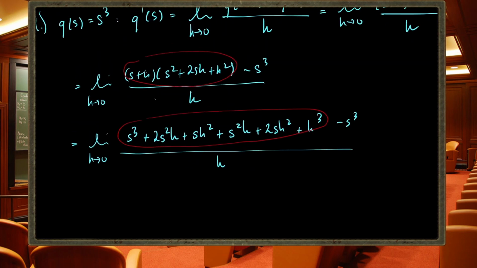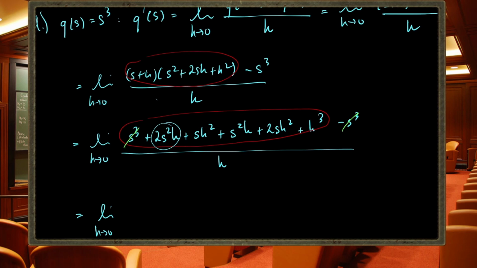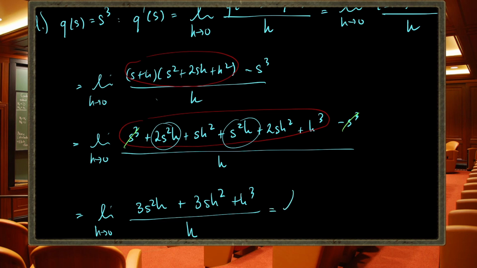And so let's combine some like terms. You know the s cubes go away. We've now got 3 s squared h terms, so let's jot that down. It's got this guy and this guy. 3s squared h plus 3sh squared plus h cubed all over h. And again, we'll pull out an h from the top. Those will cancel.